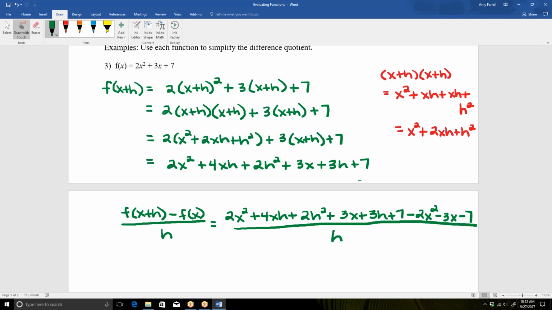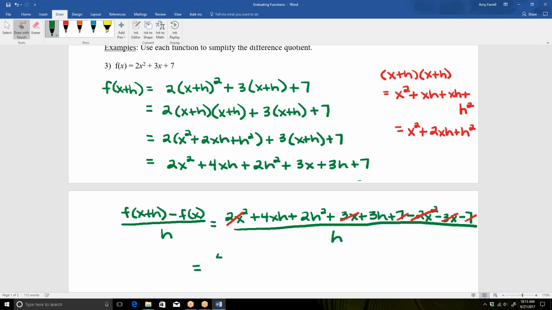Now you might notice that we do have some like terms and they do cancel, which is nice. So you have, maybe I'll use a different color here. So we have a 2x squared, and then later on we're subtracting 2x squared. That's good. We have a 3x, and then later we're subtracting 3x. And then we have a 7, and later we're subtracting 7.